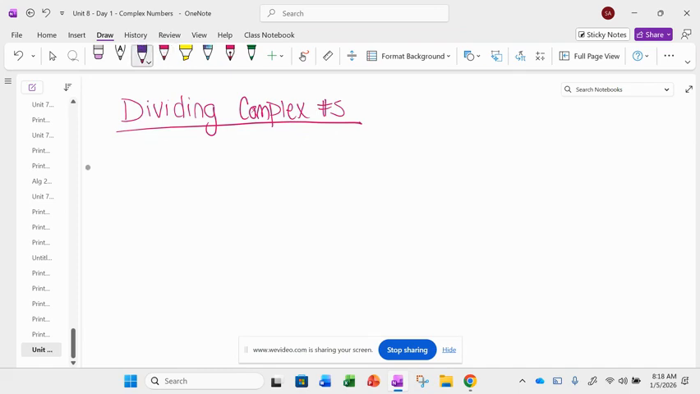So let's say I have 2 over i. I can't leave that. We have to rationalize this. We can't leave the i in the denominator. So what am I going to do? How do I get that i not to be a square root? Multiply it by itself. Exactly. Multiply it by itself, because an i times an i is an i squared, which is -1. So this would be 2i over -1, which is the same as -2i.